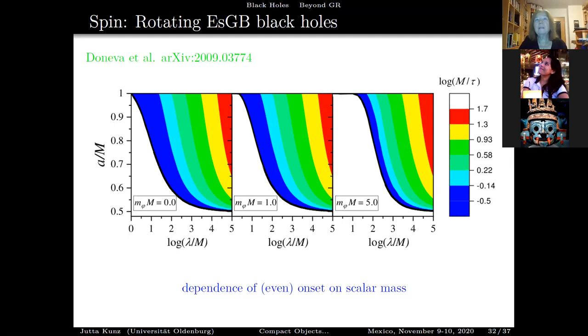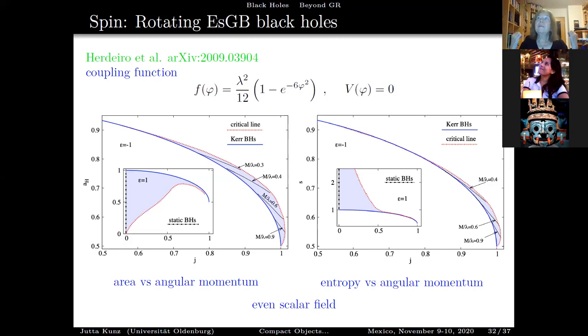The effect basically remains. But what one would like to have is the full-fledged solutions, right? And these, one has to integrate numerically. This is again by Herdeiro and collaborators, looking at now the domain of existence of these spin-induced scalarized black holes. And here we have the area versus the angular momentum, and we see it's quite interesting. So now we can, for this coupling function, go quite a bit beyond the Kerr bound. So here, this is our domain that is of most interest, I would say.